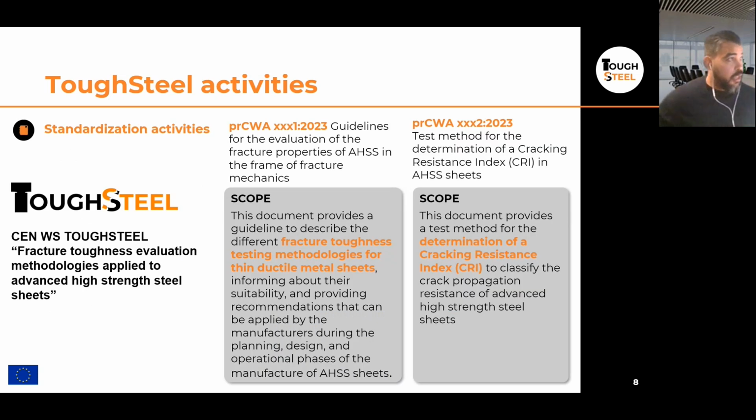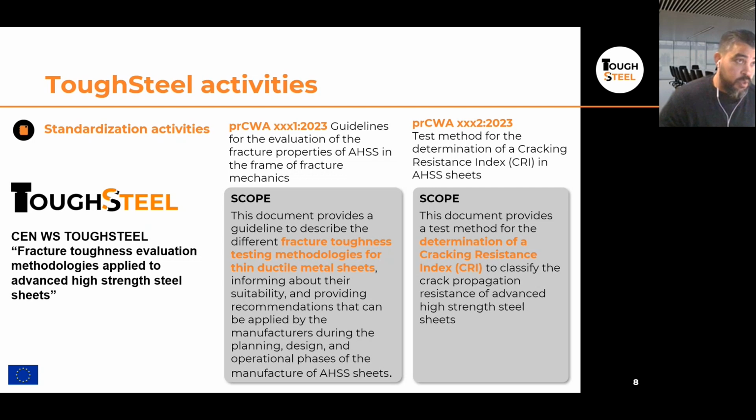And finally, also regarding the standardization activities of the project, we organized within ToughSteel this workshop, which is called Fracture Toughness Evaluation Methodologies Applied to Advanced High-Strength Steel Sheets. Within this workshop, we are working on the preparation of these two workshop agreements, which are the first standardization documents. The first one is dedicated to the guidelines that I showed you in the previous slide. It's based on these guidelines, and it's called Guidelines for the Evaluation of the Fracture Properties of Advanced High-Strength Steels in the Frame of Fracture Mechanics.